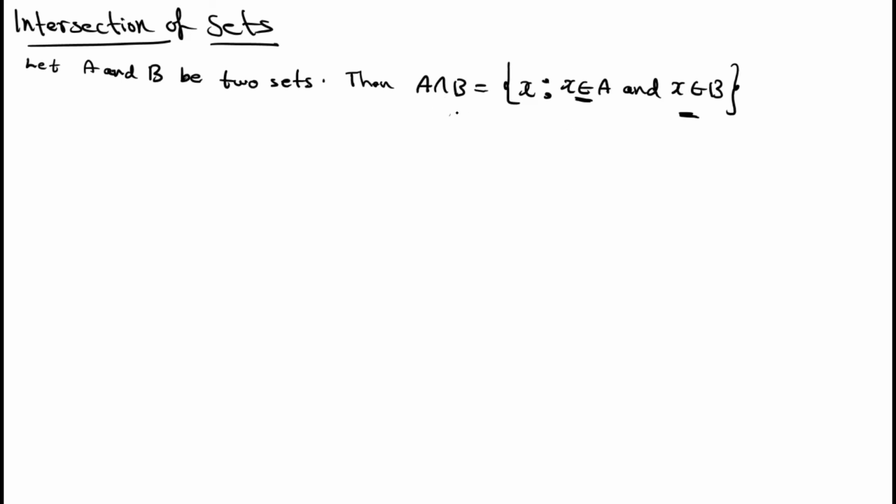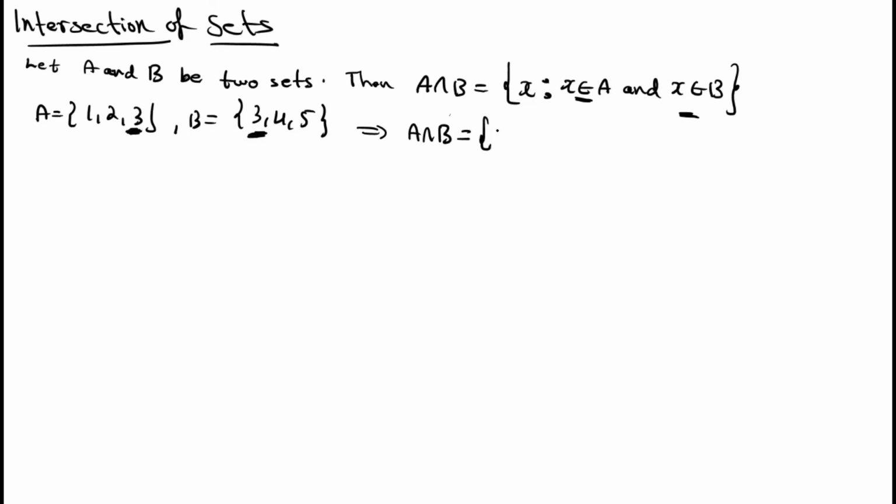Clear? A intersection B is equal to all x such that x belongs to A as well as x belongs to B. For example, see, A is equal to {1, 2, 3} and set B is equal to {3, 4, 5}. Okay, in this case what is A intersection B? A intersection B is the common element in A and B. Here you can see 3, here you can see 3, therefore A intersection B is equal to {3}.